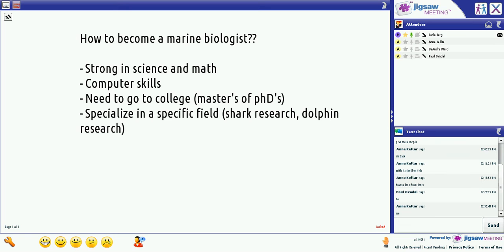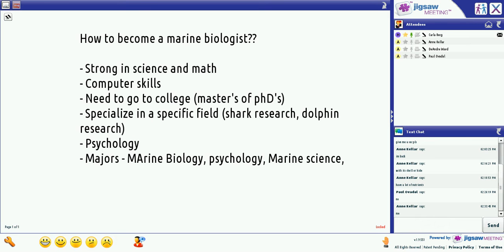Some marine biologists who specialize in dolphin research may be studying college psychology. Some majors would include marine biology, psychology, marine science, chemical oceanography, physical oceanography. A chemical oceanographer is going to look at what water is made up of, whereas a physical oceanographer is going to look at what the ocean floor is made up of and how currents move around the ocean.